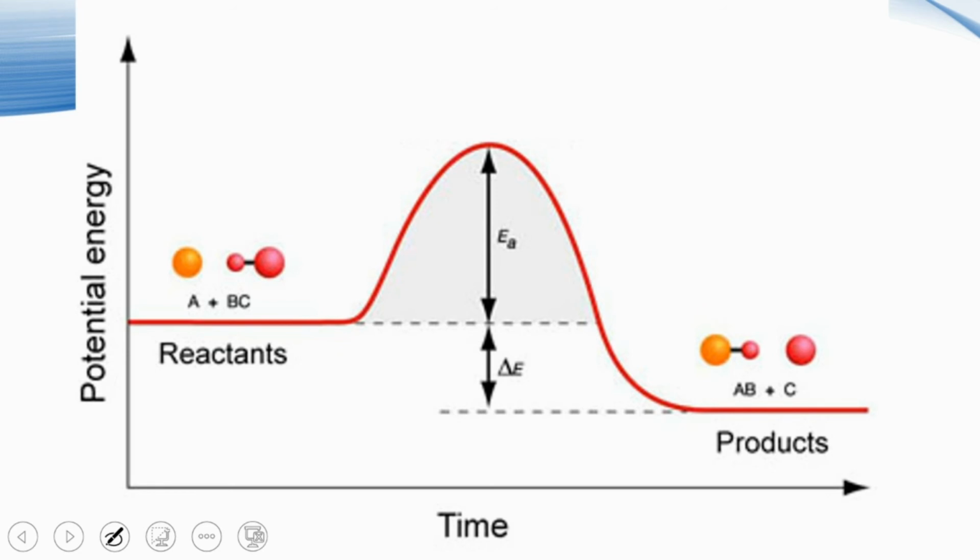So at the beginning of a reaction, the potential energy, nothing's really happening, right? So we have no change in the potential energy. So our reactants are just there with whatever energy they have. Eventually, though, we would need to have some form of energy input.